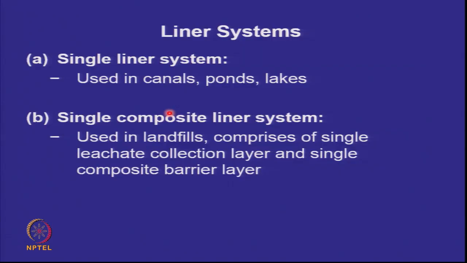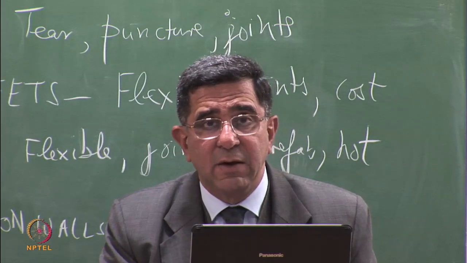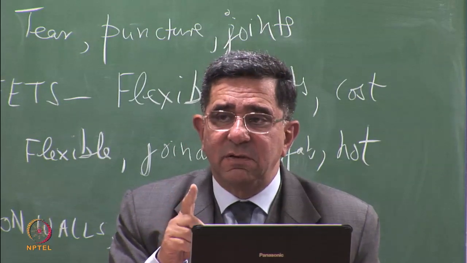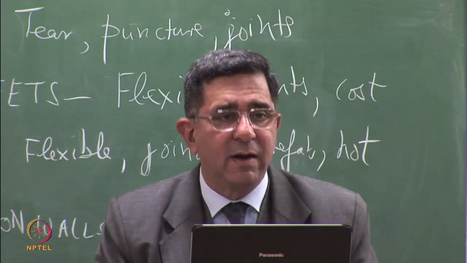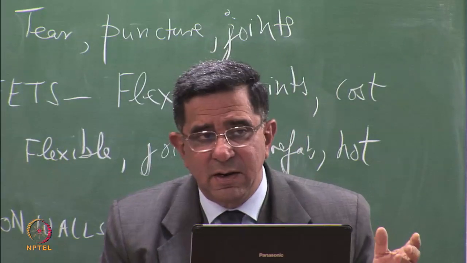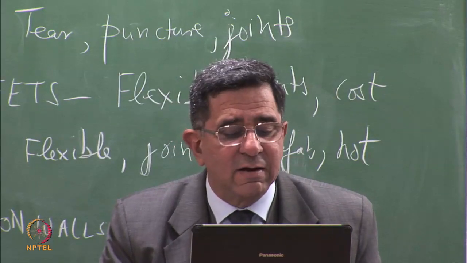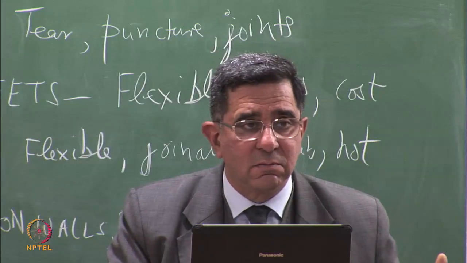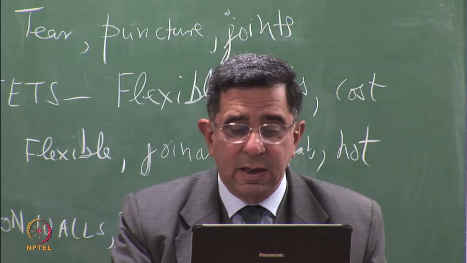Okay, I'd like to sort of try and wind up now. A single liner system means it's not composite. It has one of the elements. Right? It may have clay, it may have geomembrane, but it is not composite. A single composite liner, so please understand, single liner systems are different from single composite liners. Single composite liner is what we saw. Clay in intimate contact with geomembrane.